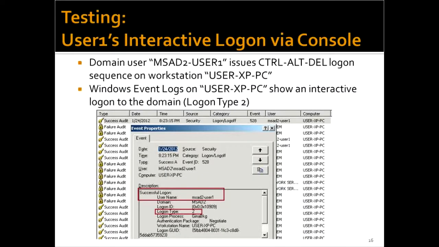So the first one, real quick, is just showing the results of the interactive logon. This is user 1, this is Control-Alt-Delete, and logs on to XPPC. And in the bottom, you see the logon type 2. So this is an interactive logon, and this is what we would expect.